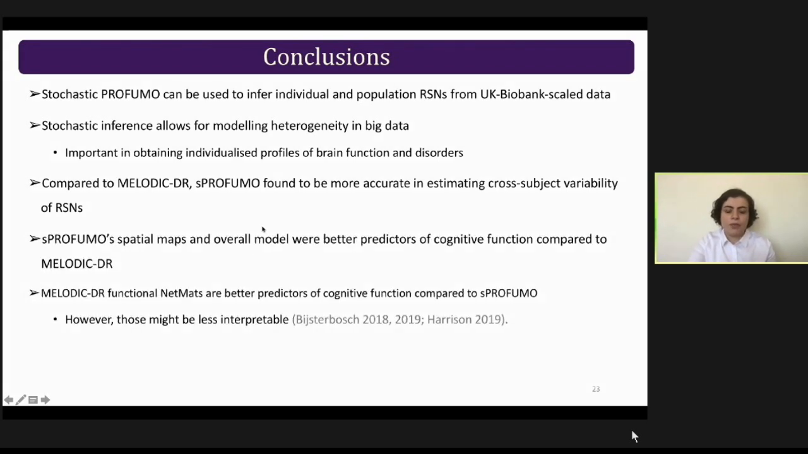And finally, when we used the models to predict the results of cognitive tests, the spatial maps and the overall model of PROFUMO performed better. The functional connectivity of the MELODIC dual regression performed better, but also there has been discussions around the interpretability of one versus the other.